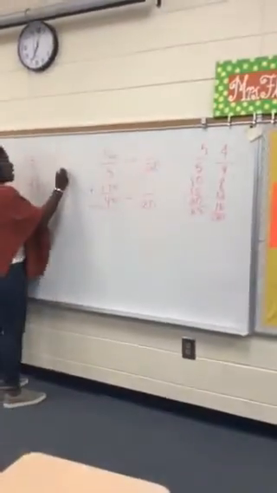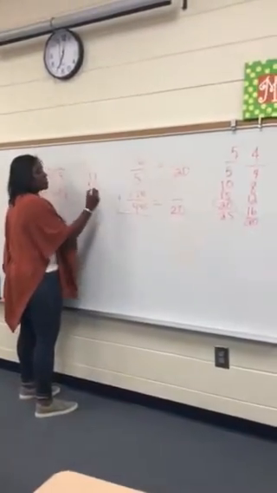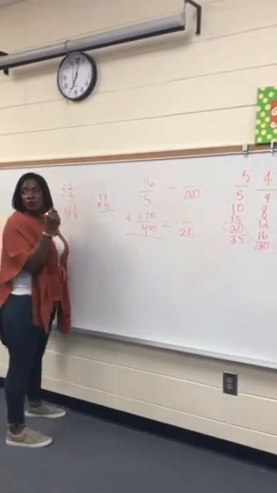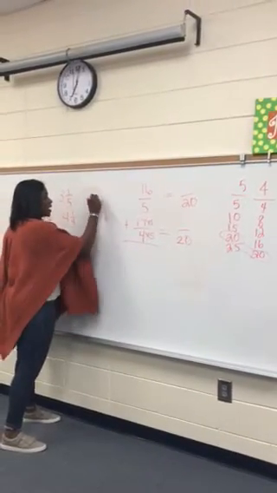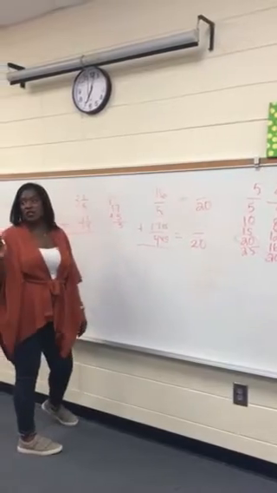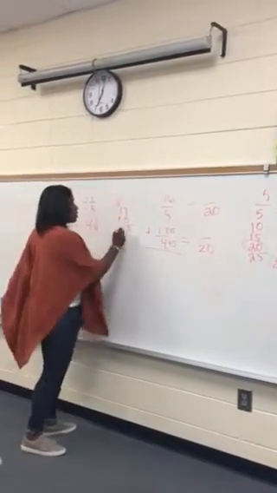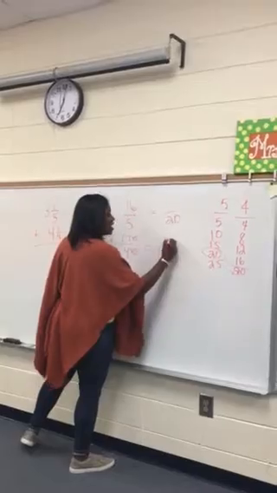All right, so I have 17 times 5. What's 7 times 5? 35. Right, my 5, carry my 3. 5 times 1 is 5, plus 3 is 8. All right, so that gives me 85.